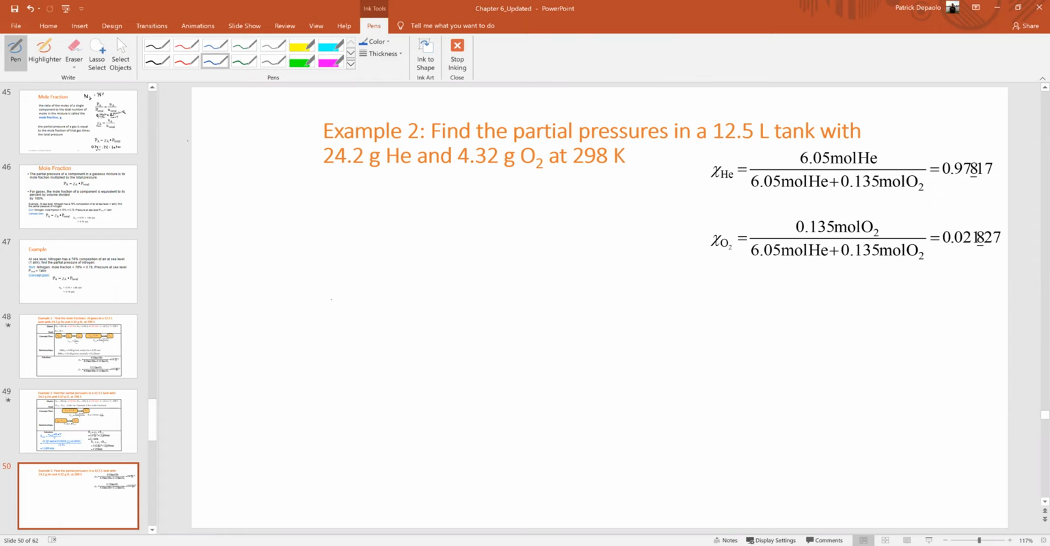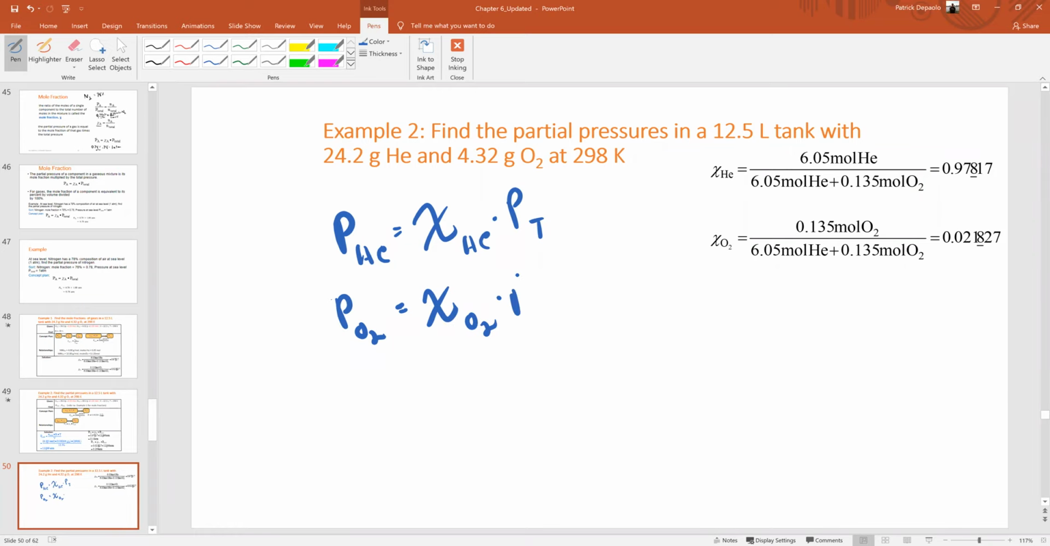All right, so partial pressures. We know that the partial pressure of helium, or any gas, is equal to the mole fraction times P total. The same thing is true for oxygen: mole fraction of oxygen times P total. So now the only thing we don't have is P total, but we can figure that out.